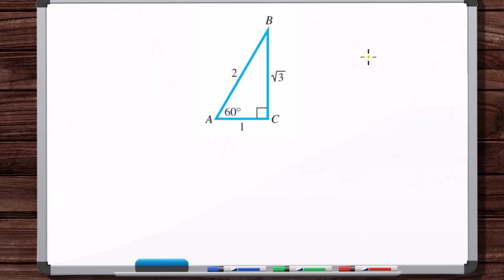All right. For these next problems, we want to find the area of the triangle.